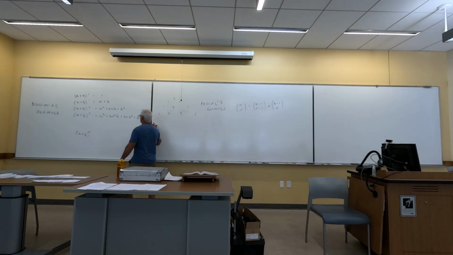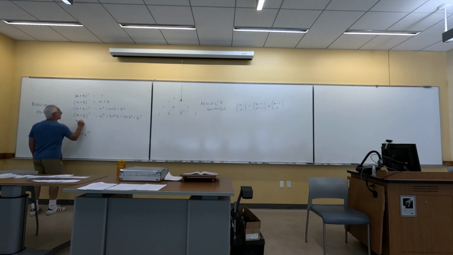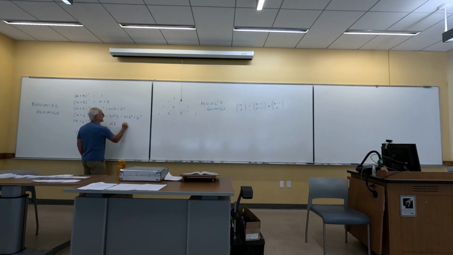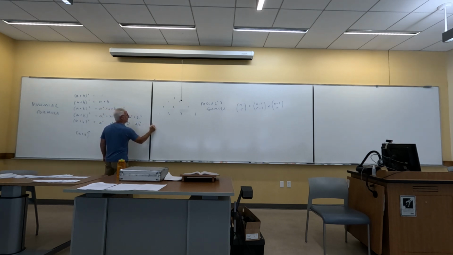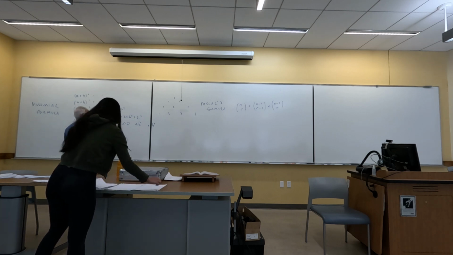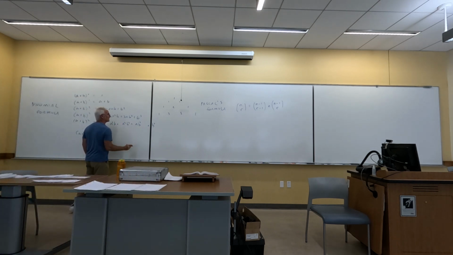Now, what is the next row? Let's just go ahead and do the next row. Well, if I didn't know any better, I do know this. There's an a to the 4th, an a cubed b, an a squared b squared, an ab cubed, and a b to the 4th. Do you agree? There's no doubt about that part. And they're all plus signs.